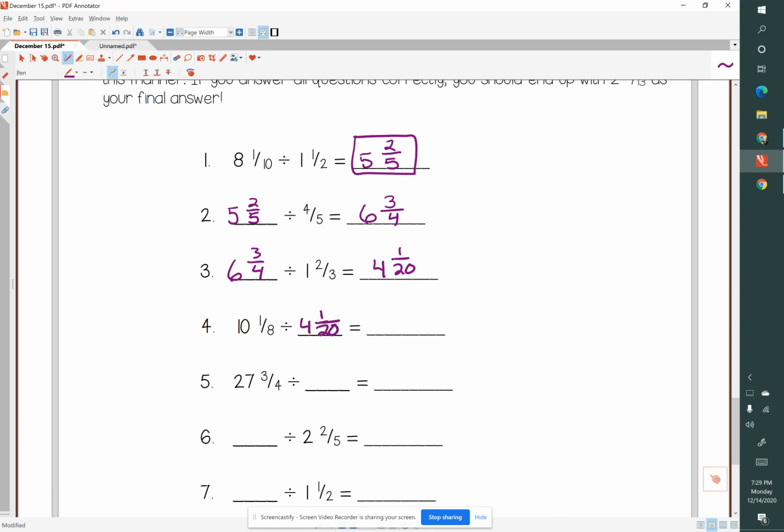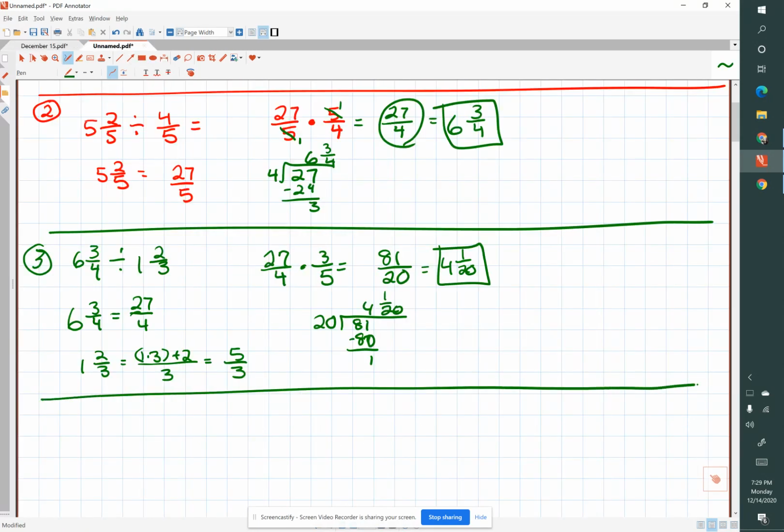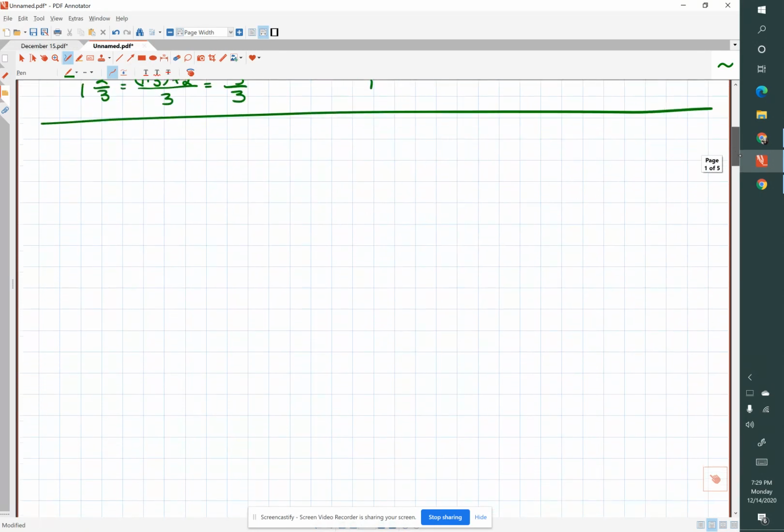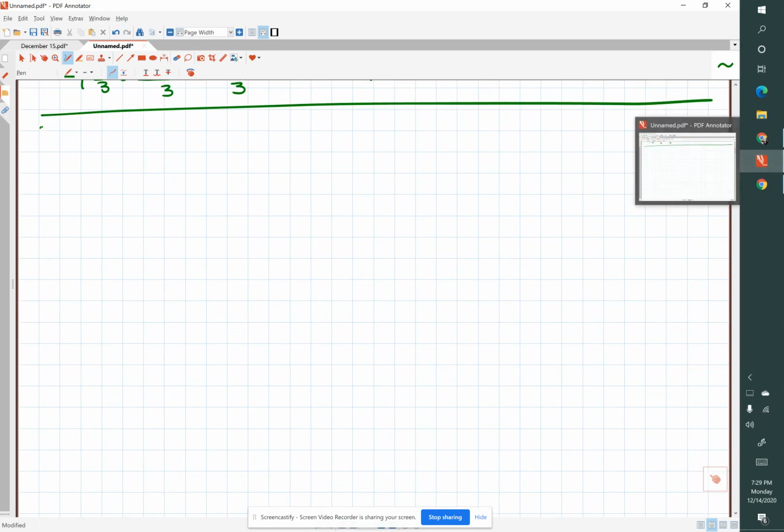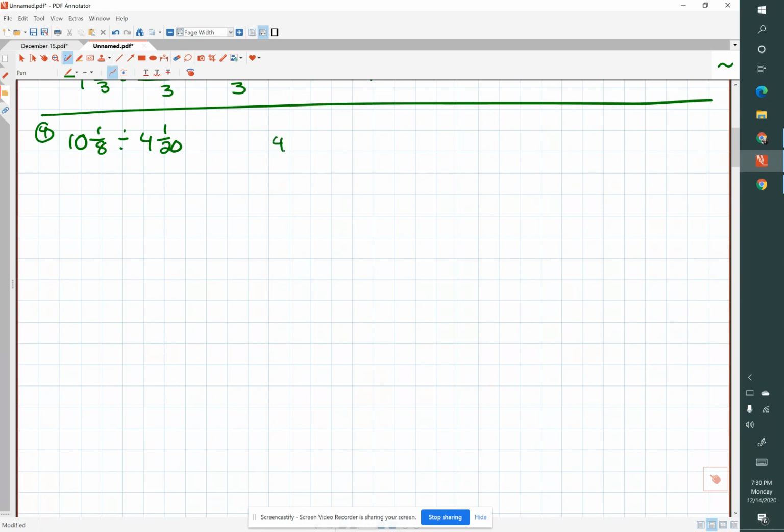Okay, let's work our next problem, problem 4. So that's 10 1/8 divided by 4 1/20. And we know that 4 1/20 from the last problem is 81 over 20. And 10 1/8 would be 10 times 8 plus 1 over 8, which is 81 over 8.